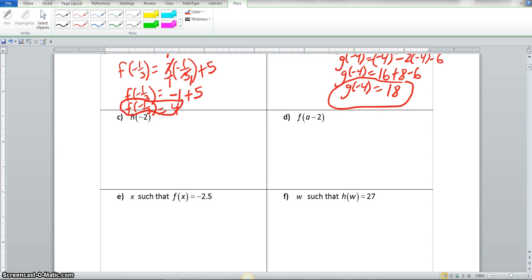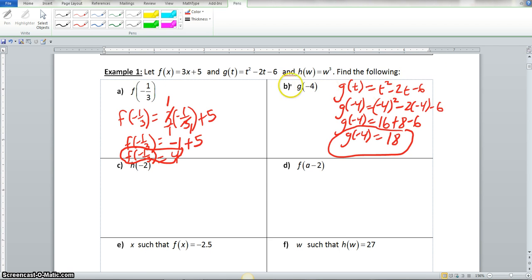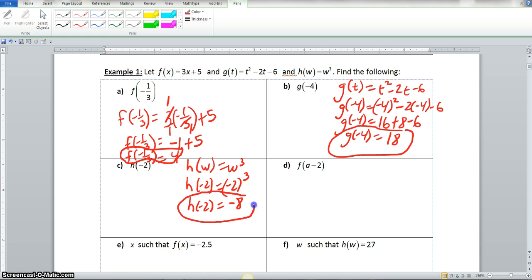Now we go here to C. We have h of negative 2. Now, we use the formula h of w is equal to w cubed. In this case, this negative 2 will replace the w's. So we have h of negative 2 is equal to negative 2 to the third power. Negative 2 to the third power is negative 8. And that is the final answer.